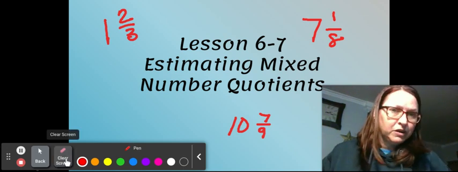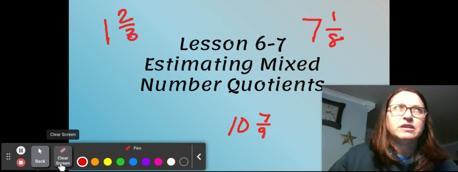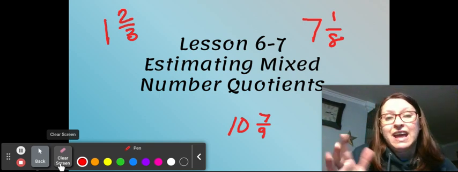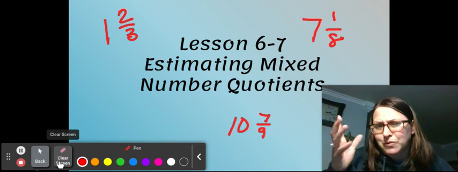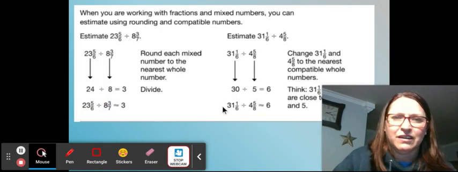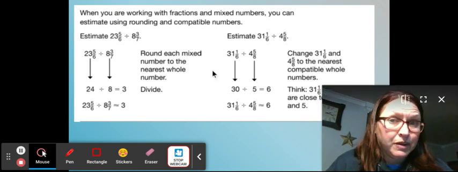Next week, we're going to start working on how to divide mixed numbers. But before we can divide them, we have to learn how to estimate so we have an idea around what our answer will be. So let's look right here. Here is an example from the book.